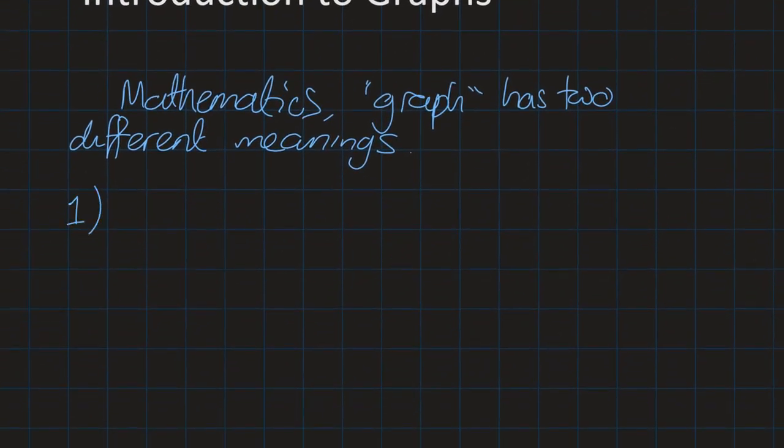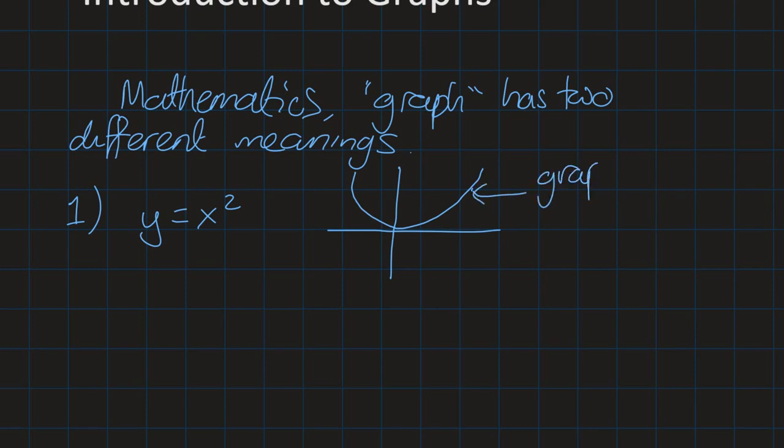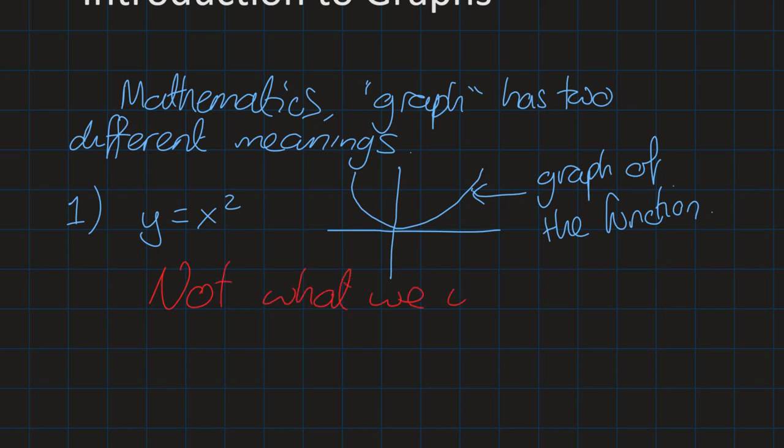So the first meaning is if I have some sort of function, like y equals x squared, I can graph the function. So I can do something like this. It's not a great picture, but this is a graph of the function. Okay, and it's important in mathematics that you can do this. This is a useful thing to do, to be able to graph functions. But this is not what we will be studying. Not what we will study in this module.